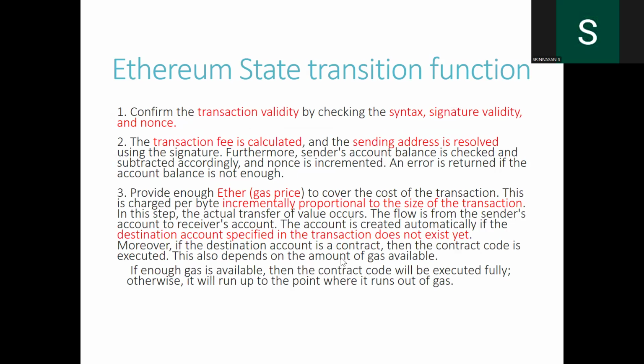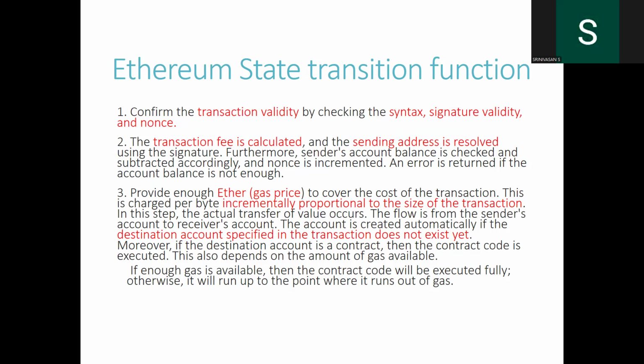Now we see how this transition happens. It executes a series of steps one by one. At first, it confirms the transaction validity. At that time, it checks the syntax, signature validity, and nonce. After that, it calculates the transaction fees.